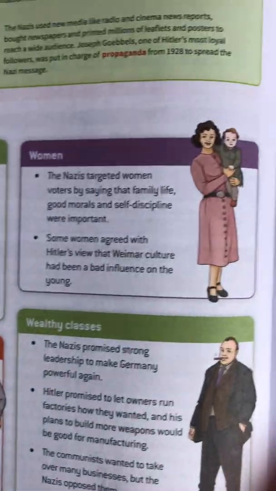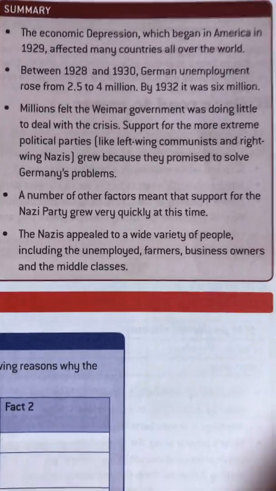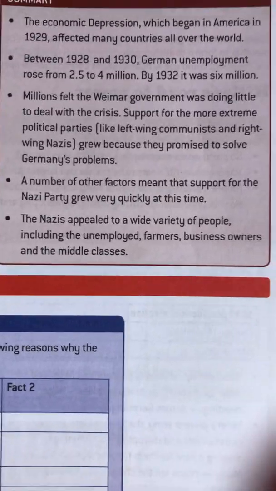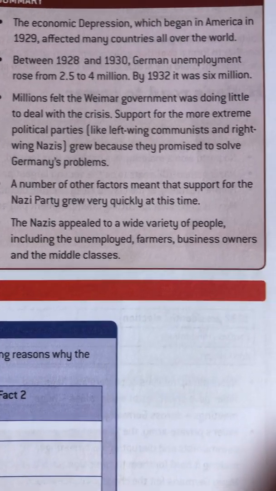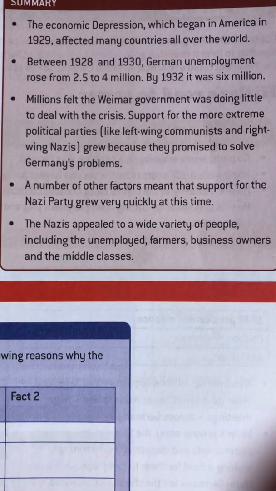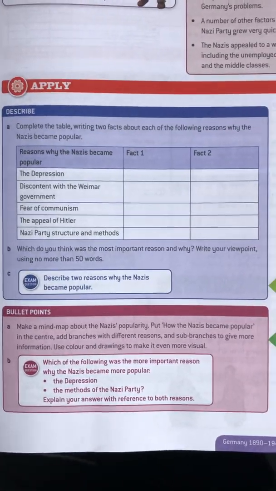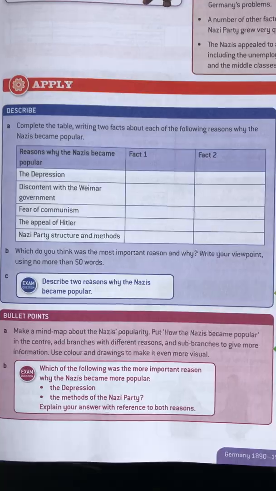Remember, they offered different groups different things, which meant they got lots of support in different ways. There's not just one answer for why they got their support. The Nazis appealed to a wide variety of people, including the unemployed, farmers, business owners, and the middle class. Here are some exam questions you can have a go at if you pause the video.